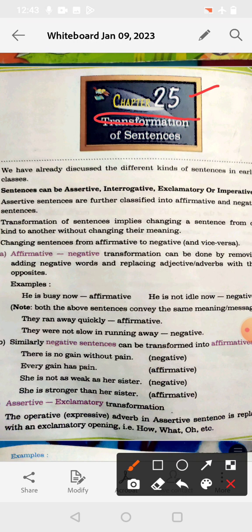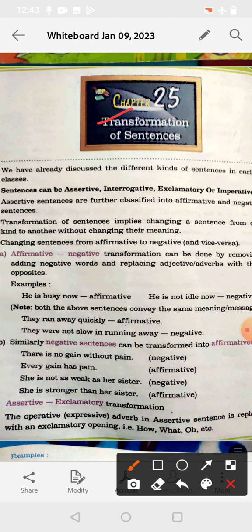Now, what is the meaning of transformation? Transformation means changing. So in this chapter, we will learn how to change sentences. We will change sentences from assertive to negative, from affirmative to exclamatory. Likewise, we will change, but we will not change the meaning of the sentence. The meaning of the sentences will remain the same.